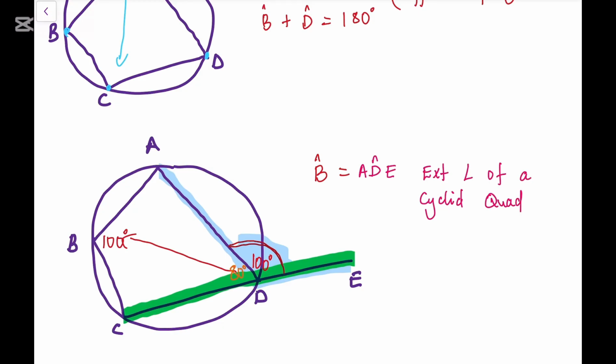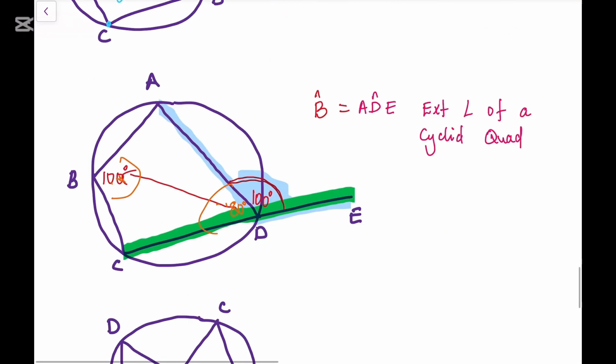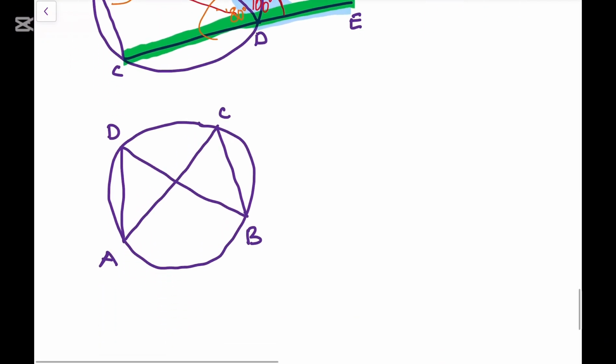And you can see the first theorem here, we said this plus that must always give you 180, because these are opposite angles of a cyclic quad. But the exterior one is always equal to the opposite interior. And then the third one under cyclic quads, they call this a butterfly or a bow tie.